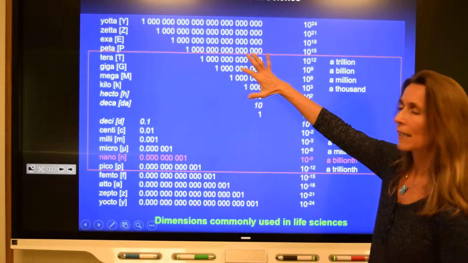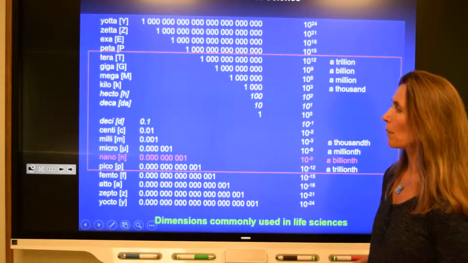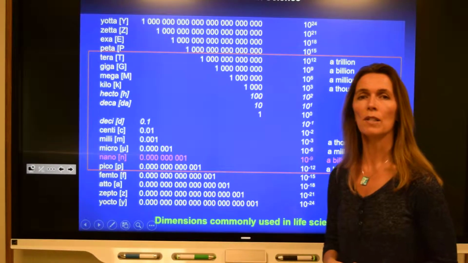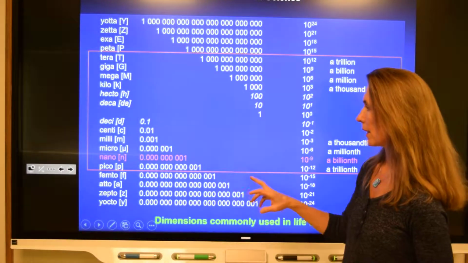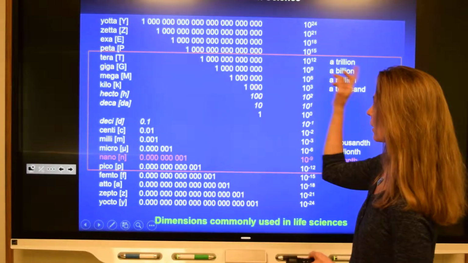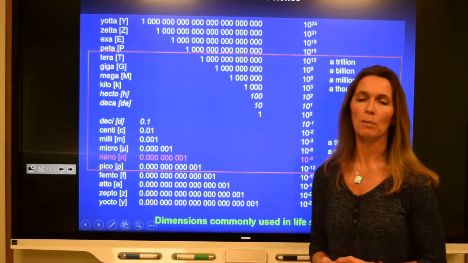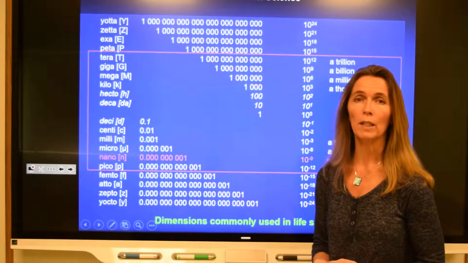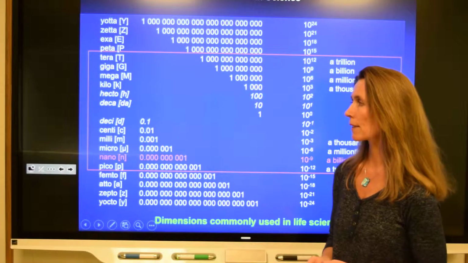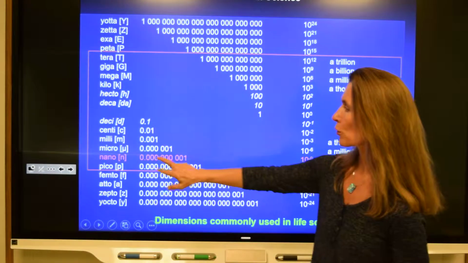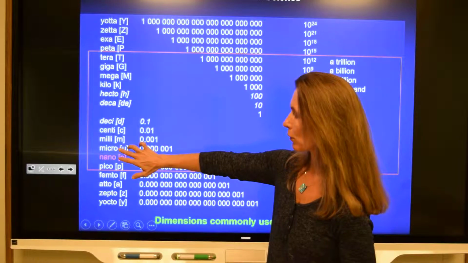So if you are in any doubt, you can pull up that table on your Canvas site and look at it. I've highlighted here, or boxed in here in red, the numbers in which we usually work in the biological sciences. And when we work with a microscope, we usually have micrometers.